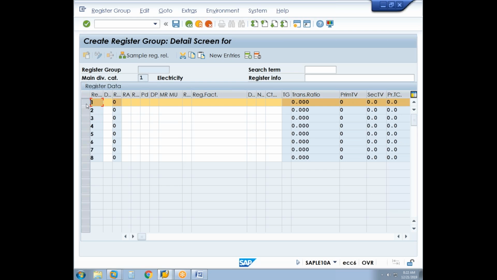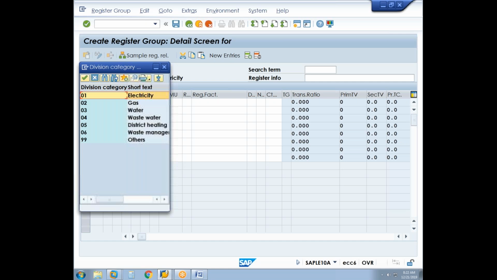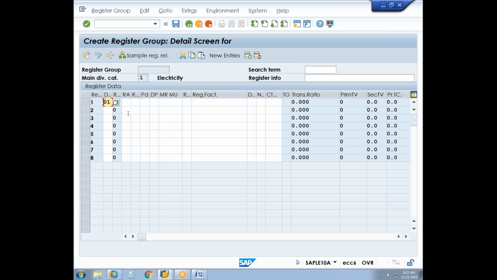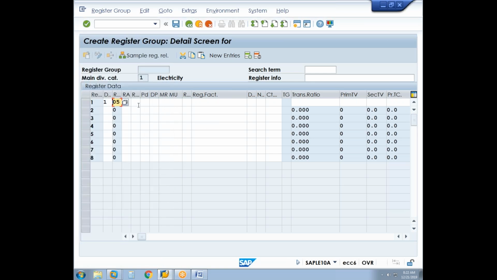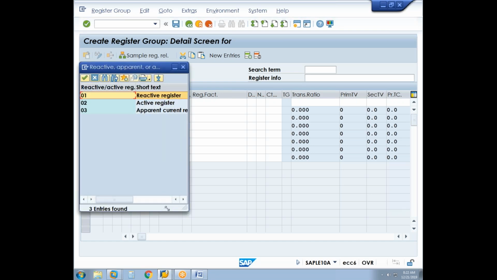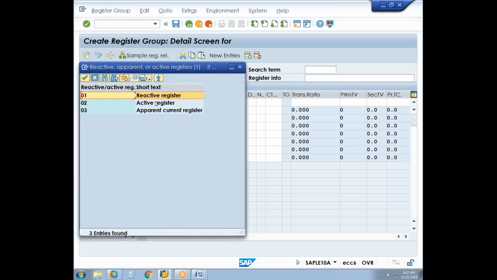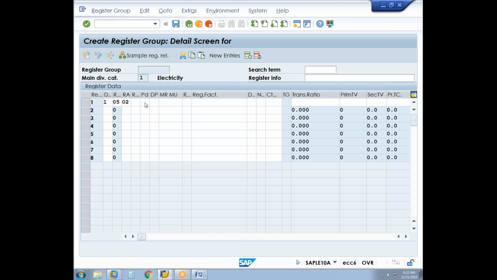Although you have entered the division category in the beginning, you have to enter the division category again here. Based on that, it will find the register category. So if you say continue, now this field will open, which is the register category. Here you have to select the accumulating consumption register. Then what is the type of register? It is according to our register ID, reactive register, active register. We'll say active register. And then what is the register type? It's a single rate register, so we will say average rate.